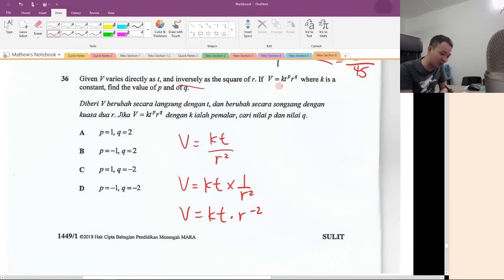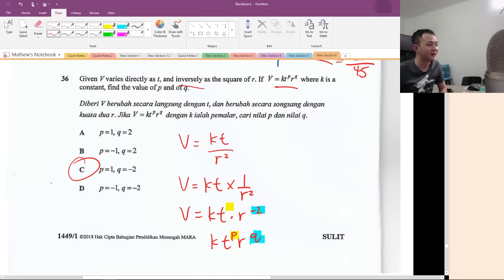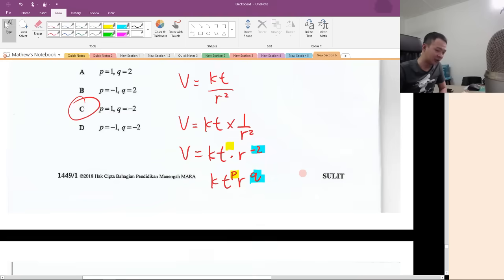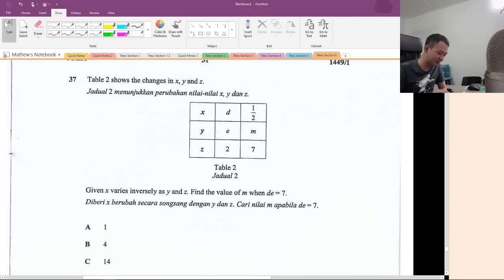So therefore I will do the comparing here, this one with this one. By comparing, I know my P will equal 1 and my Q will equal negative 2. P equals 1, Q equals negative 2. So the answer will be C. Alright, so the next one.